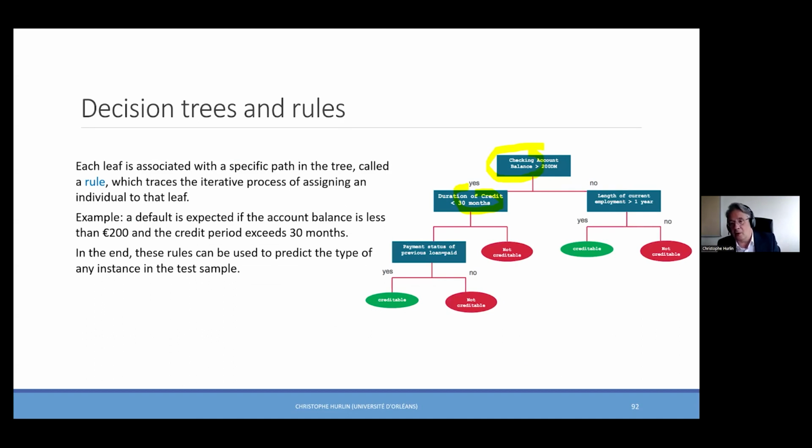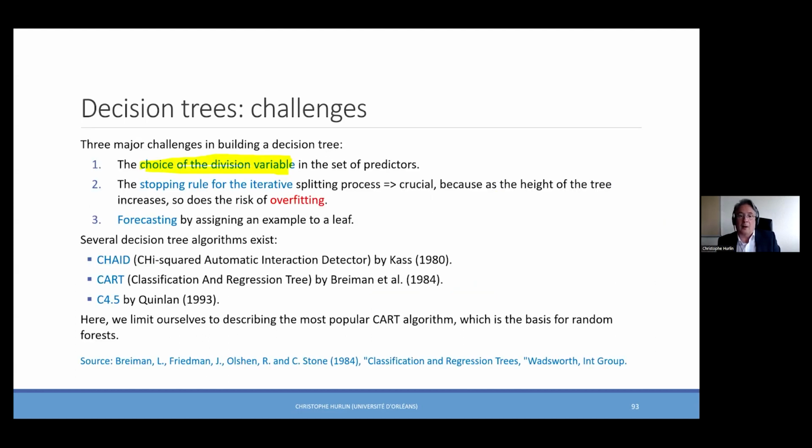And a related question is the threshold. Why use a threshold at 200 euros? The second challenge is the stopping rule of the iterative process: when should I stop my division process? And the third is how to fix the forecast in the final leaf. Why do I forecast a value 1 or 0 in a given leaf, or why do I forecast a value of 20 if this is a regression in the final leaf?